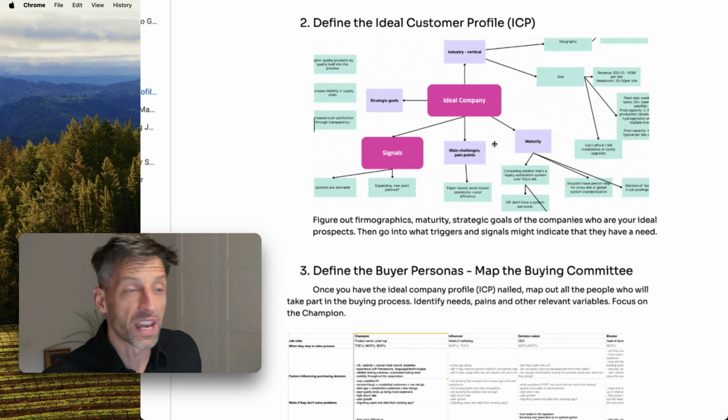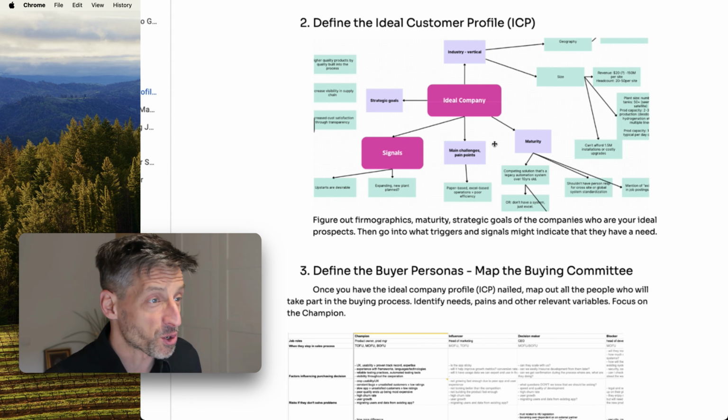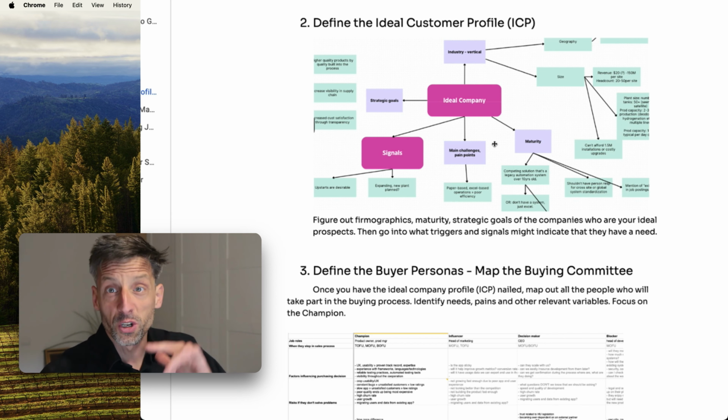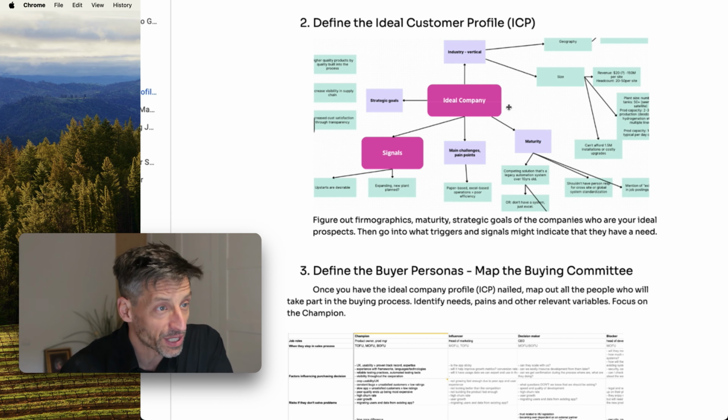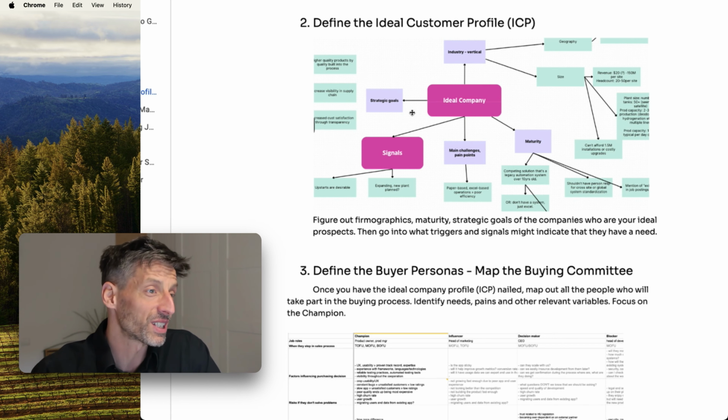Okay, and then they end up with way more companies than they can chew and handle. So we like to go a lot deeper because the fun only begins when you get stuff like strategic goals and main challenges and pain points in there, okay?